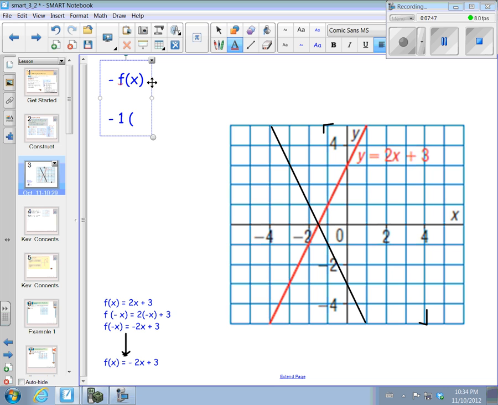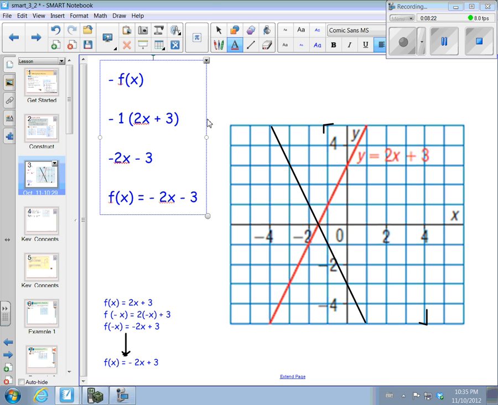And what was the name of this function at the beginning? The name was 2x plus 3. What is its new name after undergoing this change? Negative 1 times 2x would be negative 2x. Negative 1 times 3 would be minus 3. It now has a new name. Its name is f at x equals negative 2x minus 3.